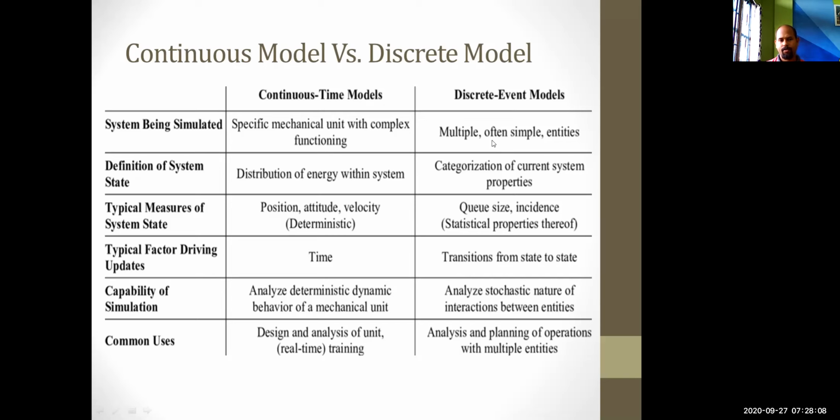Definition of system state. In continuous, you can see distribution of energy within the system. It is distributing some energy or functionalities within the system. And in the case of discrete event modeling, categorization of current system properties. So a very basic difference. Typical measures of system state: position, altitude, velocity. So these are deterministic. They can be calculated manually also.